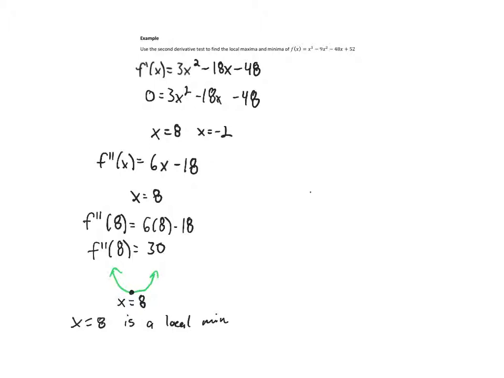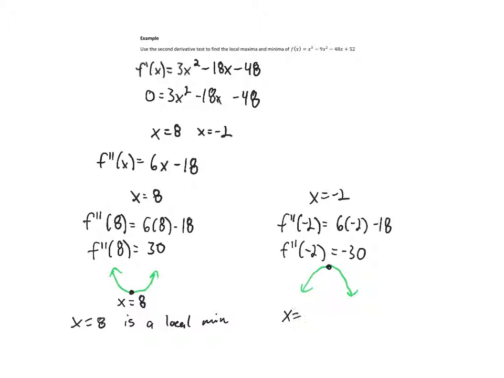Okay, so now let's try x equals negative 2. If I plug negative 2 in, that's 6 times negative 2 minus 18. F double prime of negative 2 is negative 30. What we've shown here is that at x equals negative 2 the graph is concave down, so it would have this shape. That shows that x equals negative 2 is a local max, which matches what we had previously done with the first derivative test.